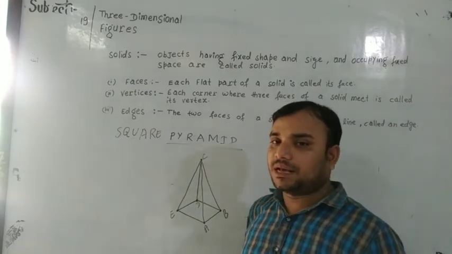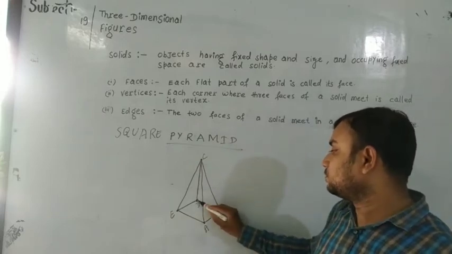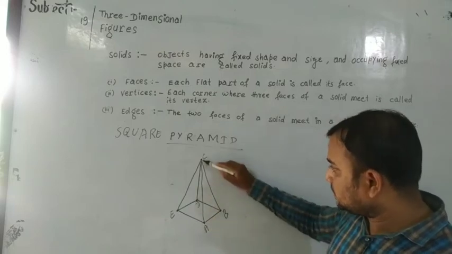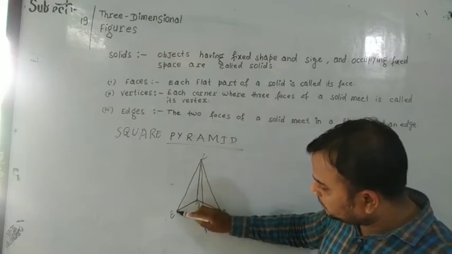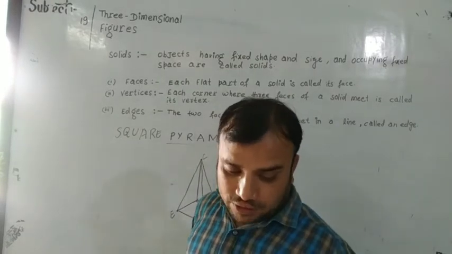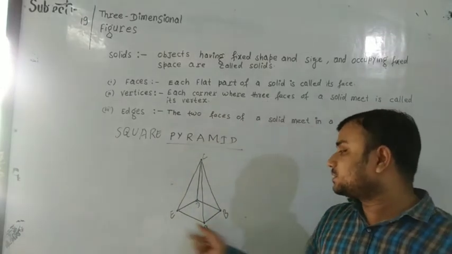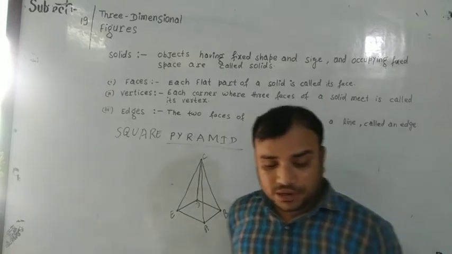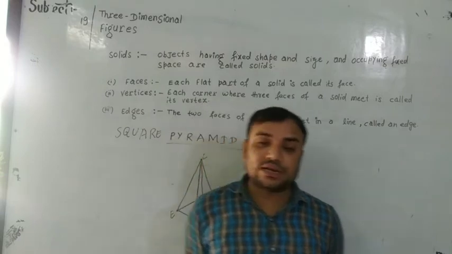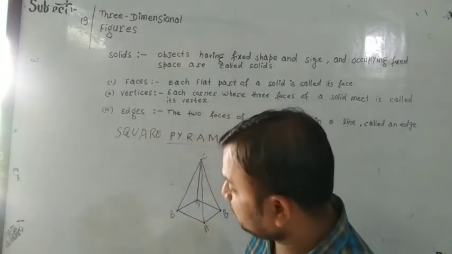And a square pyramid has 8 edges: 1, 2, 3, 4, 5, 6, 7, 8. Now, dear student, rectangular pyramid. In a rectangular pyramid, the base is rectangular. If it is a solid whose base is a rectangle and whose side faces are triangles having a common vertex, it is called a rectangular pyramid.